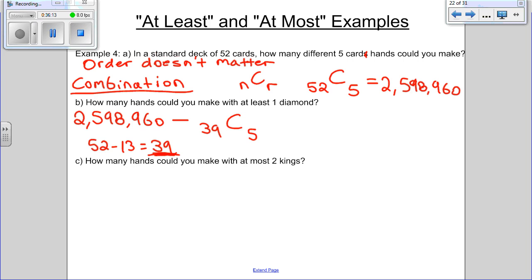If you put that in your calculator, 39 choose 5, you get 575,757, and that's a cool number, I'm just going to say. 575757. Cool number. If you go 2,598,960 minus that number, that means your total possibility of hands with at least one diamond is 2,023,200. And if you think about it, that's a pretty big number, right? There was 2.5 million hands. Out of those, we're saying 2 million of them include a diamond, which kind of makes sense.